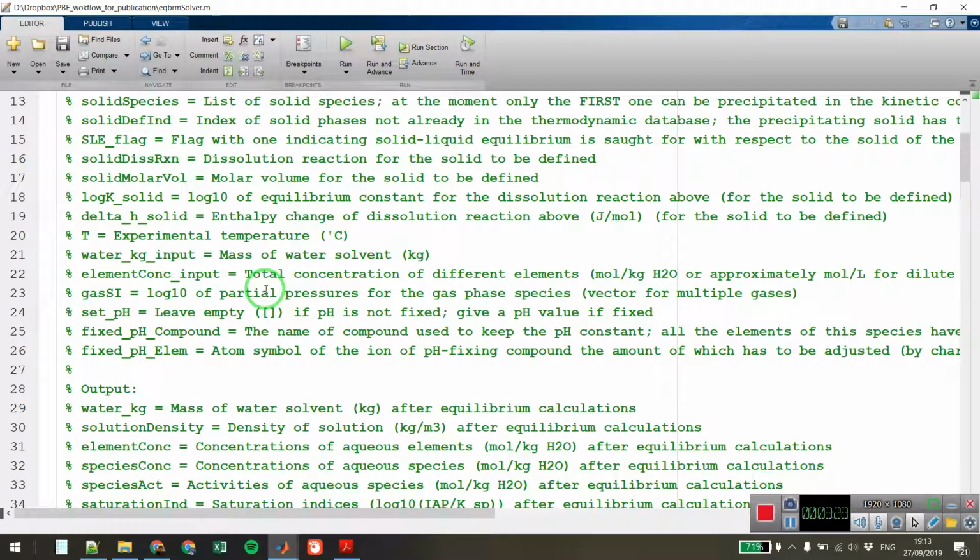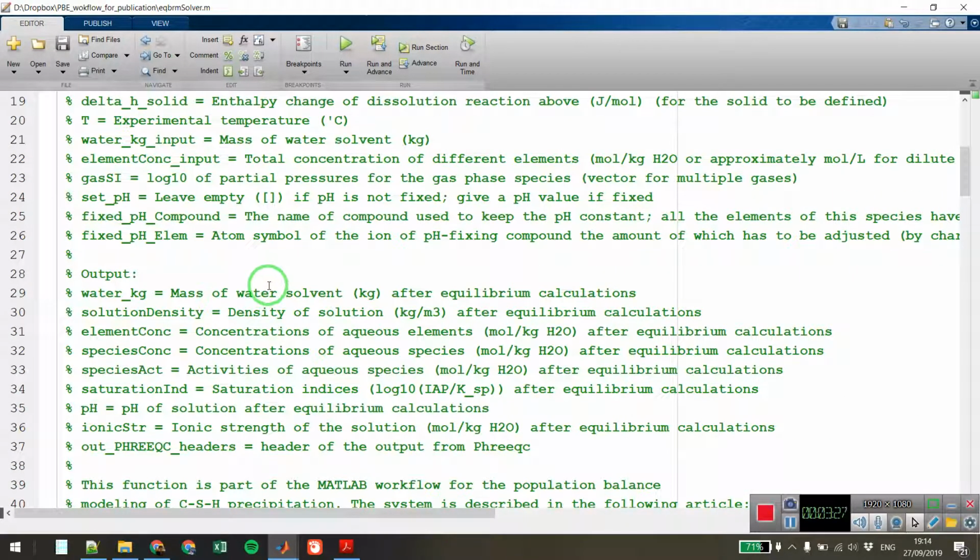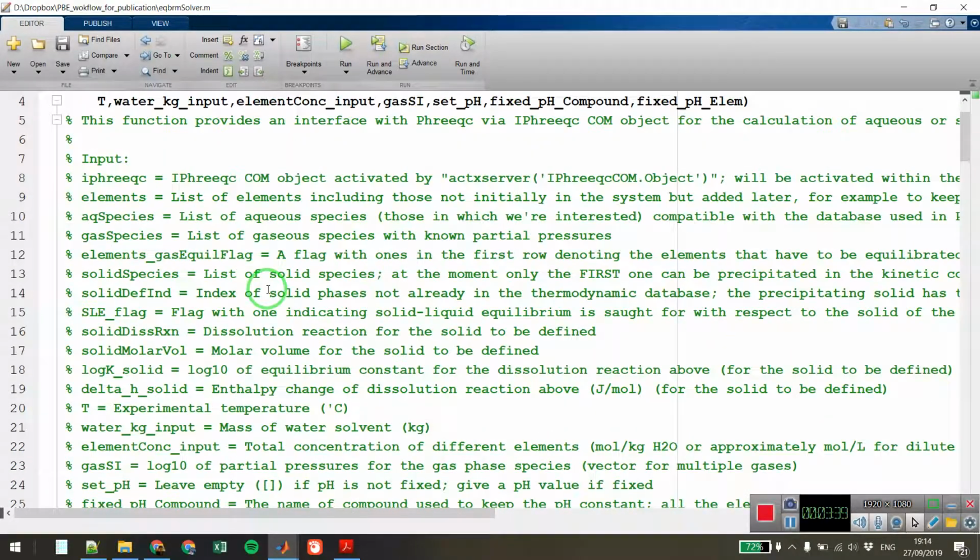It has different headers describing, for example, where we have the concentration of each species, or in which column we have the activities of different species, and so forth. So the input and output is very straightforward. I will quickly go over the inputs.